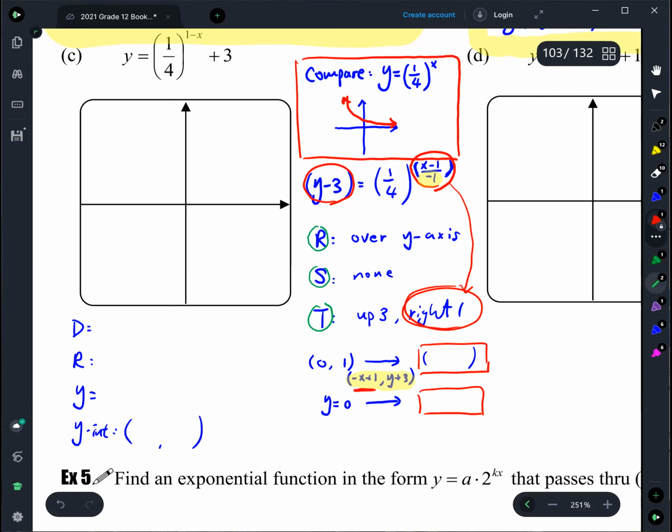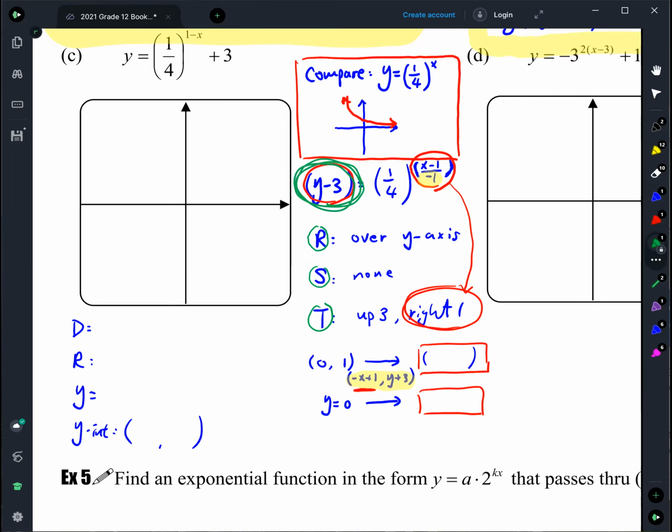Understand? Okay, and now for the y minus 3 in the story form, what does that mean? Up 3. Yeah. So if you want to move the points up 3, you would add it by 3. So y plus 3.